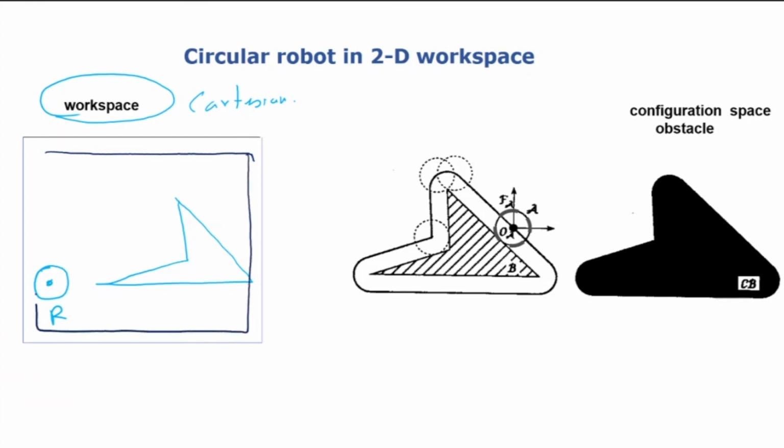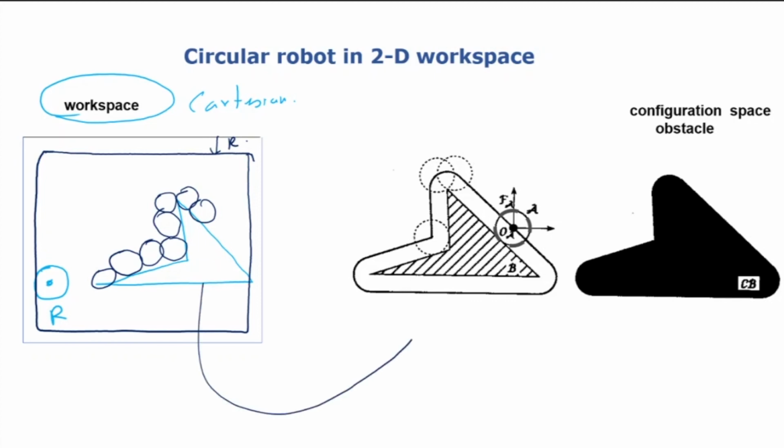Okay, I'm shrinking this by R, so this has become smaller. Plus, I'm going to see all the possible configurations where the robot can go without going inside the obstacle. Now, how do we do that? If you can imagine, let's look at the obstacle here now.